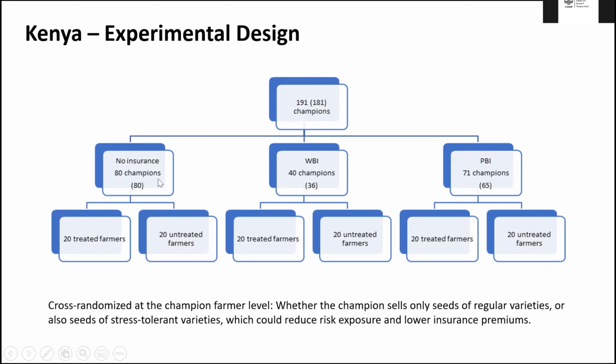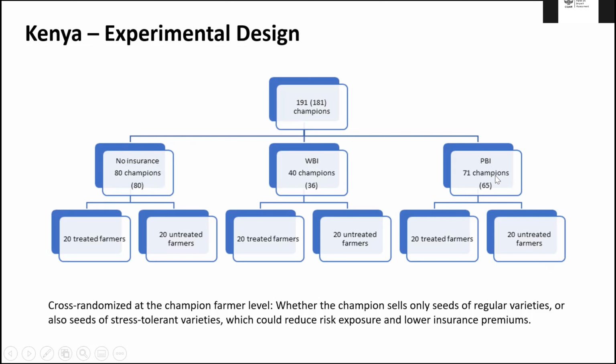Although in this arm, champions are still engaging with farmers, selling seeds, sending in photos for crop monitoring of the plots of those farmers that they're working with. So there's still activity. So in a way, it's our control arm, but that's not to say there's no activity at all. Then there's a weather index-based insurance arm and a picture-based insurance treatment arm.